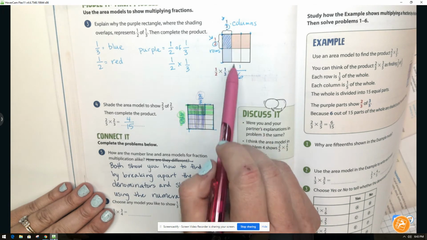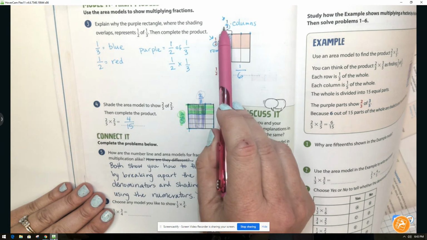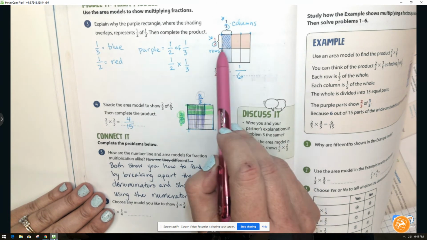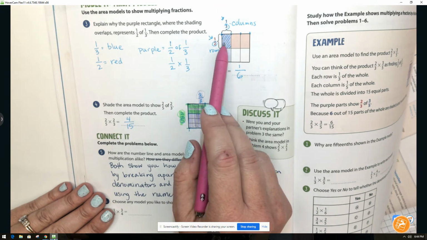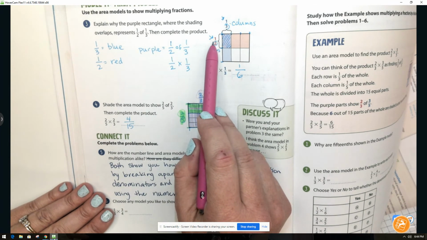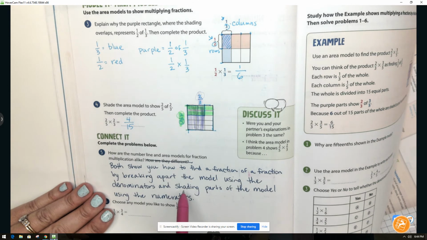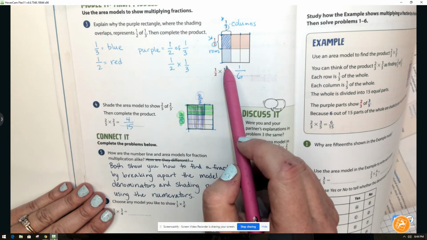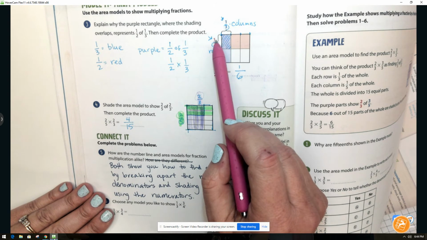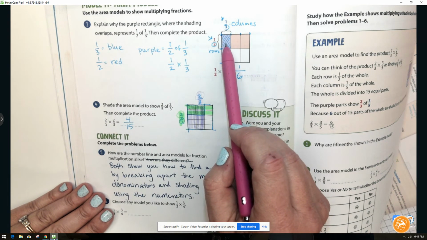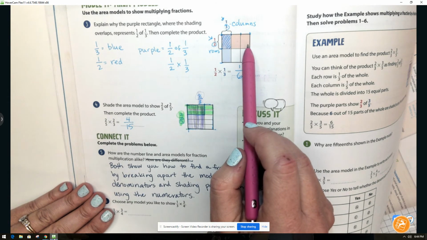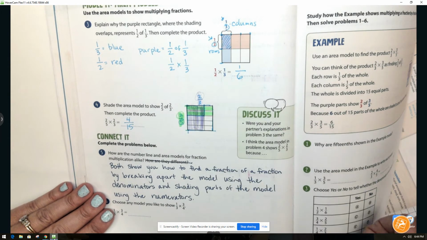We broke apart the whole into columns, into 3 columns because the denominator was 3 here. We broke it apart into 2 rows because the denominator in this fraction was 2. Then we shaded in the parts of the model using the numerators. This numerator told us to shade in 1/3 of the whole. And then this numerator told us to shade in 1/2 of the whole in rows. And then the overlap is what makes it the same.